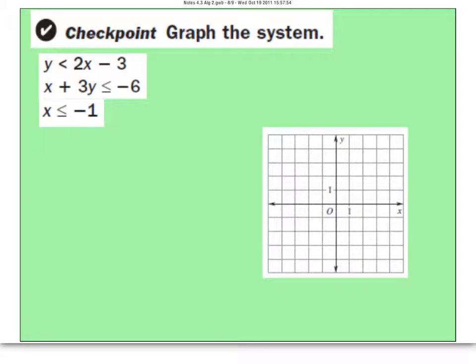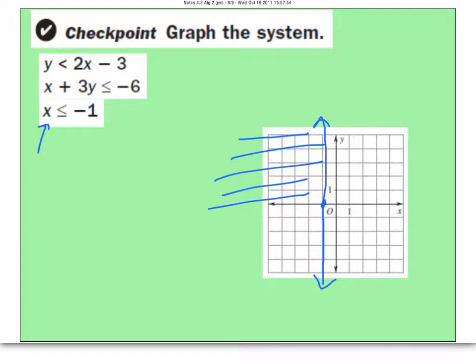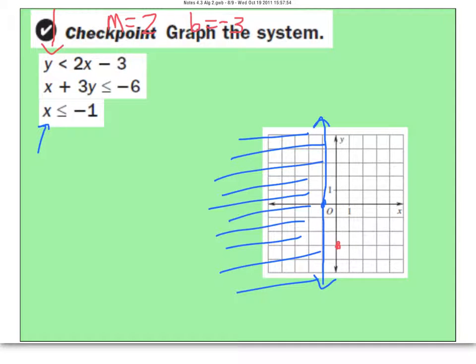I'm going to actually start with this bottom one here and graph x is less than or equal to negative 1. So x is negative 1 is here, is a solid line, and it's vertical. I want the x's less than negative 1, means I'm shading this direction. I'm now going to go to the top one because it's already in y equals mx plus b form. The slope is 2. Y-intercept here is negative 3. I'm going to go to negative 3 as the y-intercept. From there, I'm going to rise 2, run 1. This is a dotted line.